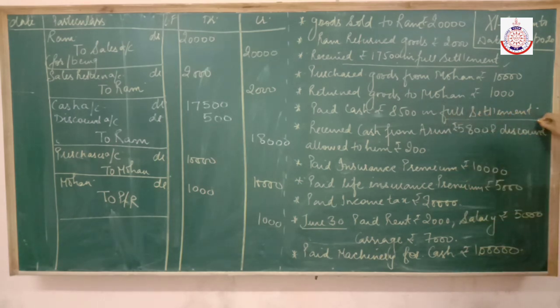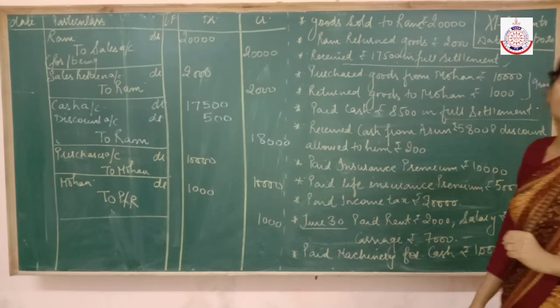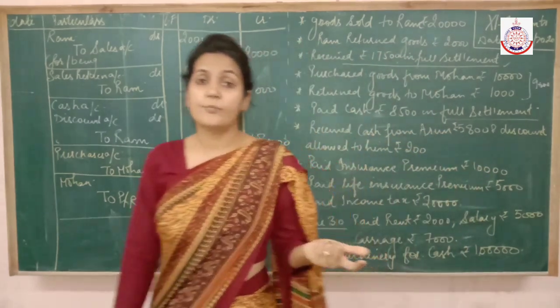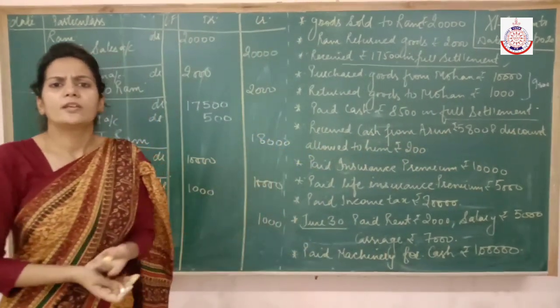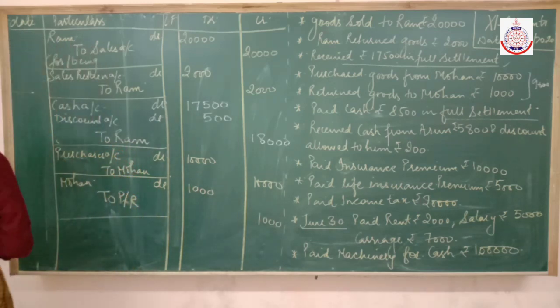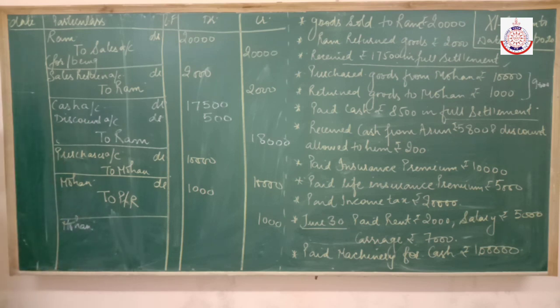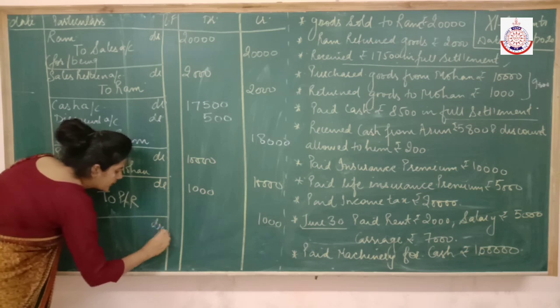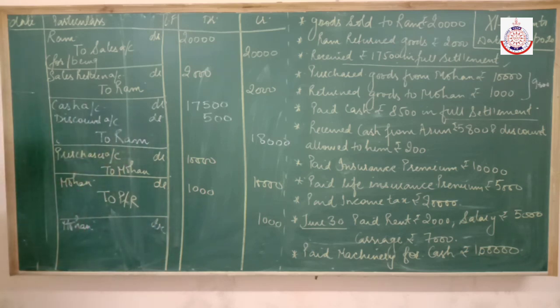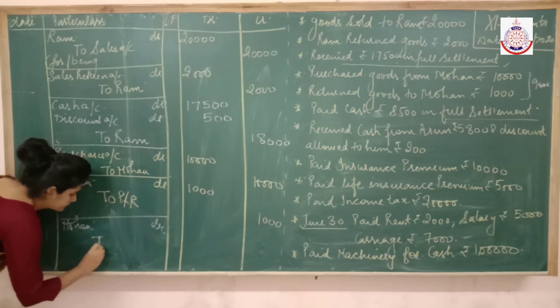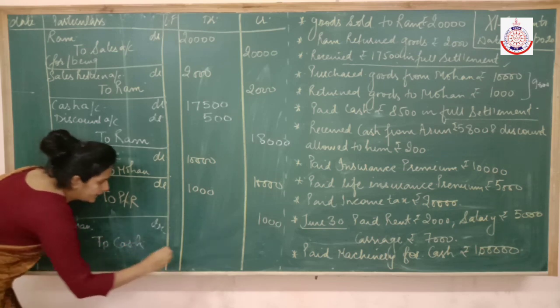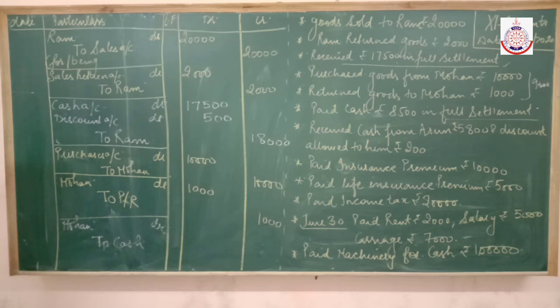Now again the words full settlement have come. What is mentioned is that instead of making payment of 9,000 to Mohan, we have to make payment of 8,500 to him. So obviously you are getting some benefit. You have to pay 9,000, you are making payment of only 8,500. So in this case, what is going to be the entry? Mohan becomes the receiver because you are going to make payment to Mohan. Fine. And actual cash that goes out is 8,500.